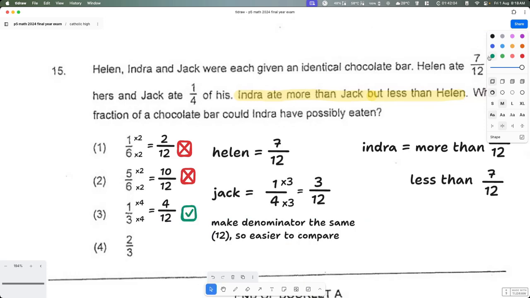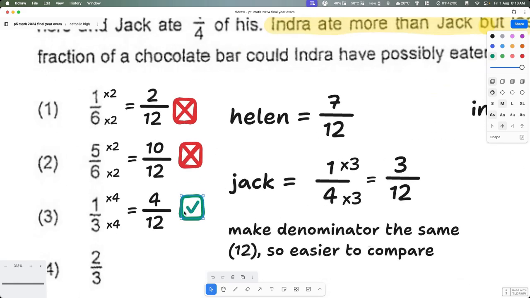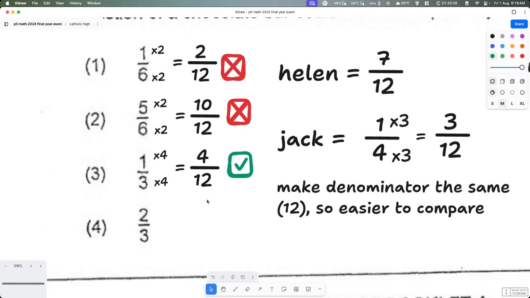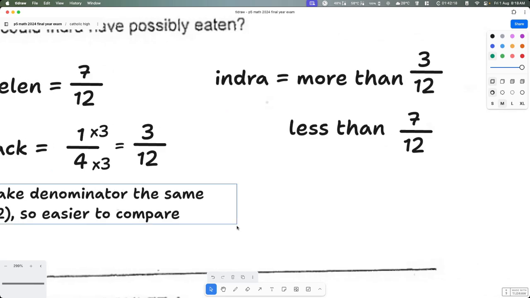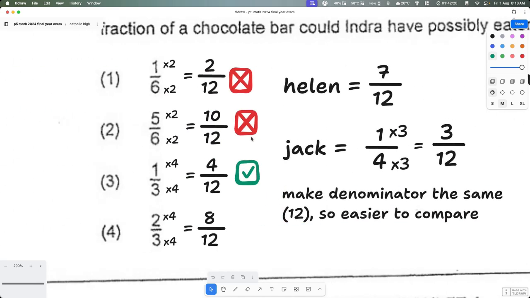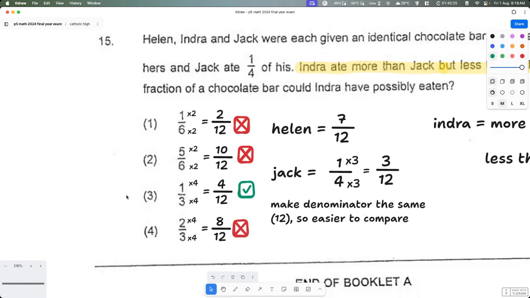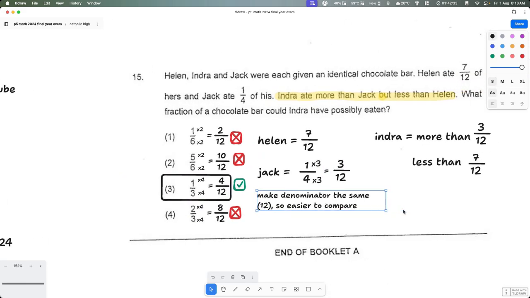Yippee. All right, let's double confirm with the last option. This one is also multiply by 4. So in this case, we multiply by 4 for both. And 2 times 4 is 8 out of 12. And 8 out of 12 over here is not less than 7 out of 12. So in this case, this is wrong. So the answer to question number 15 is option number 3. That's what I see over here. All right, there you go.